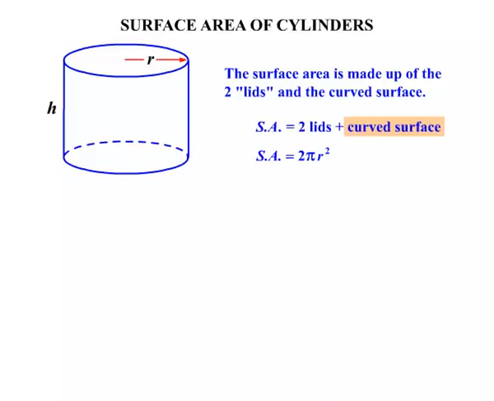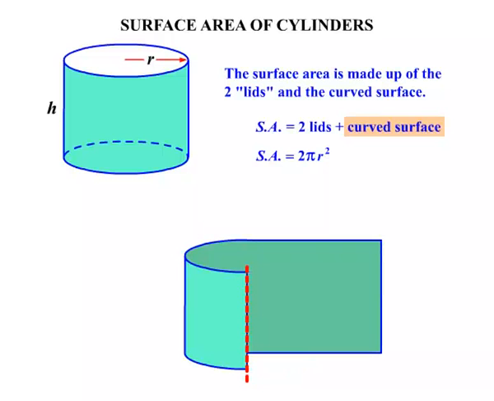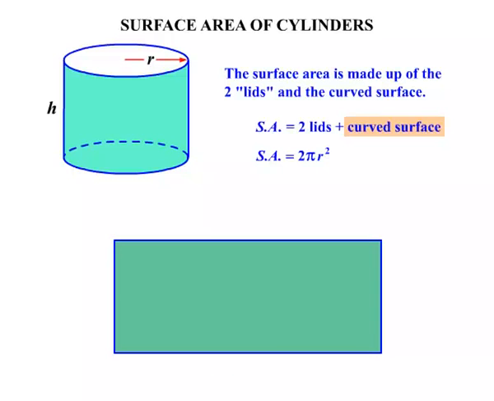Then we need to add the curved surface. So that's the surface around the tin if you like, okay? If you think of it as a tin. So let's think of it as a tin with a label on it and we're cutting the label off it. So we make a cut there and unwrap it. Right, now that length shown there is the height. So let's mark it in as h.